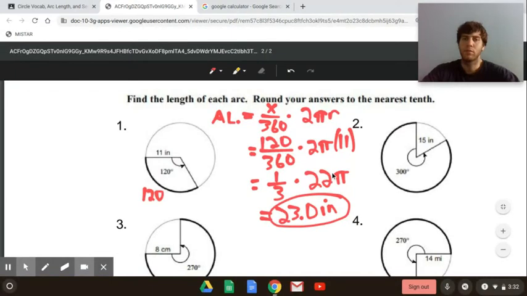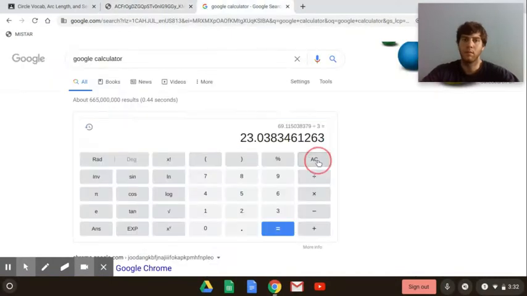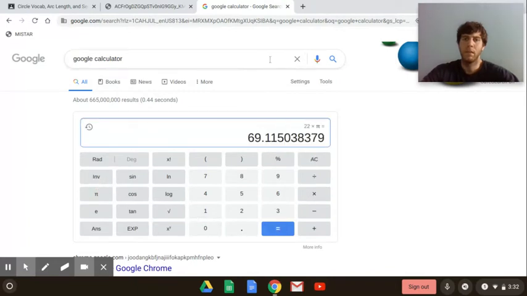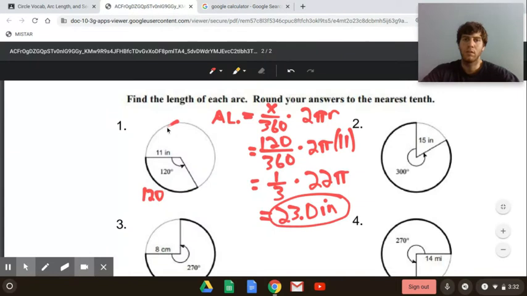Just to clarify exactly what's going on here, if we do 22 pi, that's 69.1. So the distance around the whole thing, the circumference, is 69.1 inches. But we didn't want the distance around the whole thing. We only wanted this distance here. That's 120 degrees out of 360, so 1/3 of the circle. So 1/3 times our total length around gave us 23 inches. It's 69.1 inches around the whole thing, but only 23 inches around this part.